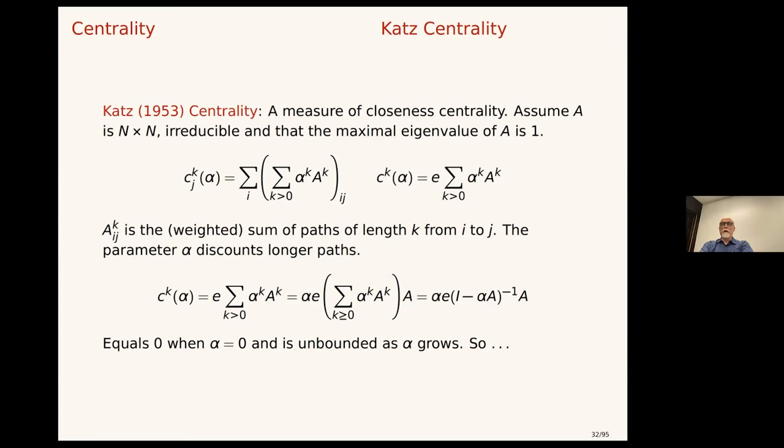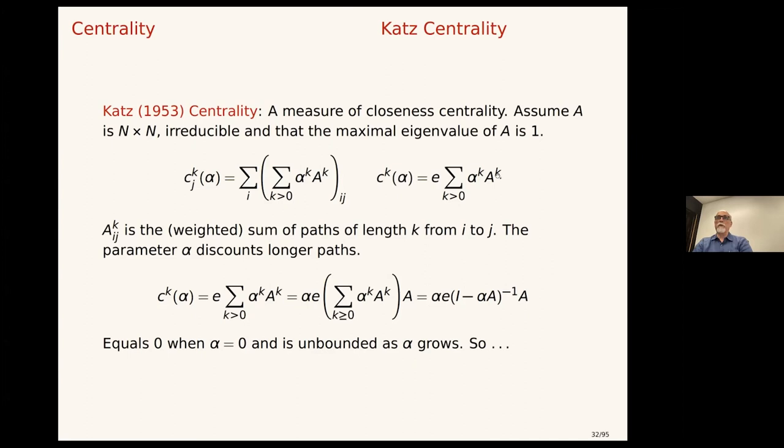I don't want to talk through these formulas, but basically you can see that what we're doing is, suppose that A is a matrix of all zeros and ones, then we are counting path lengths, counting the number of paths in this A^K matrix.